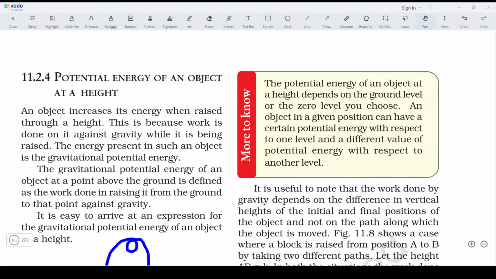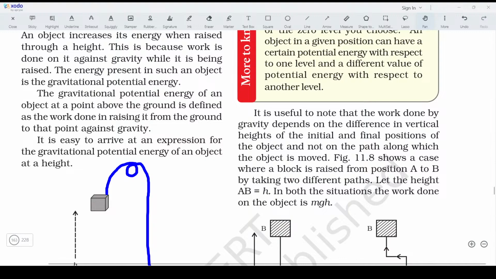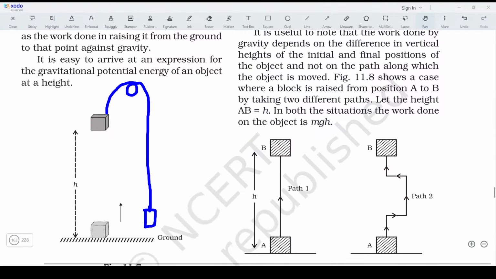Potential energy of an object at a height depends on the ground level or the zero level it reaches. An object in a given position can have a certain potential energy with respect to one level and a different value of potential energy with respect to another level. It is useful to note that the work done by gravity depends on the difference in vertical heights of the initial and final position of the object and not on the path along which the object is moved.